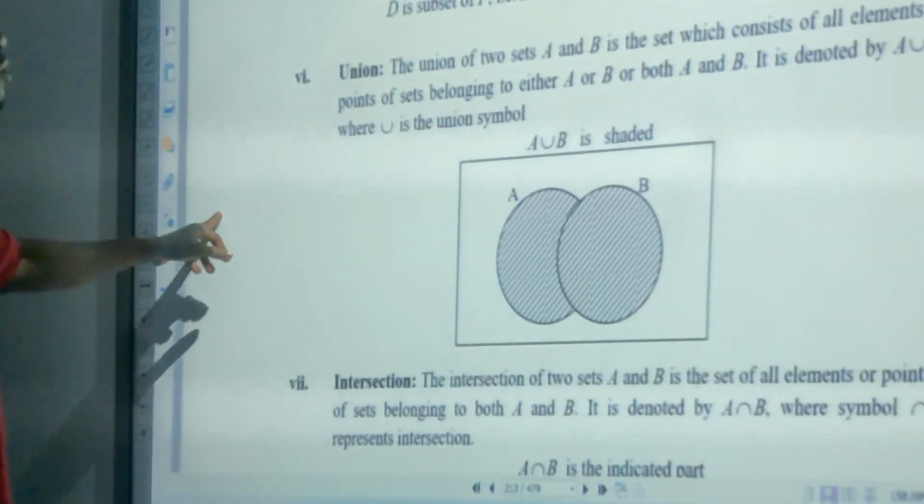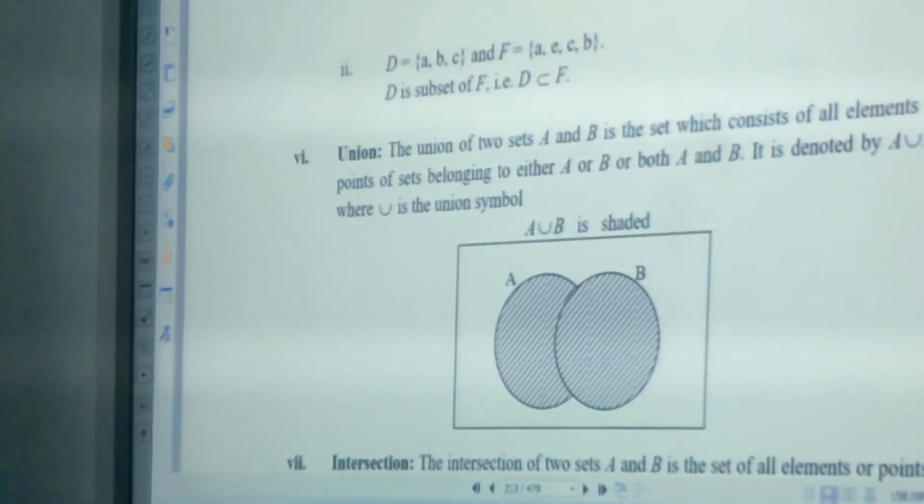So you can say, okay, we have a set D that is {A, B, C} and F that is {A, E, C, B}. So you can say D is a subset of F.